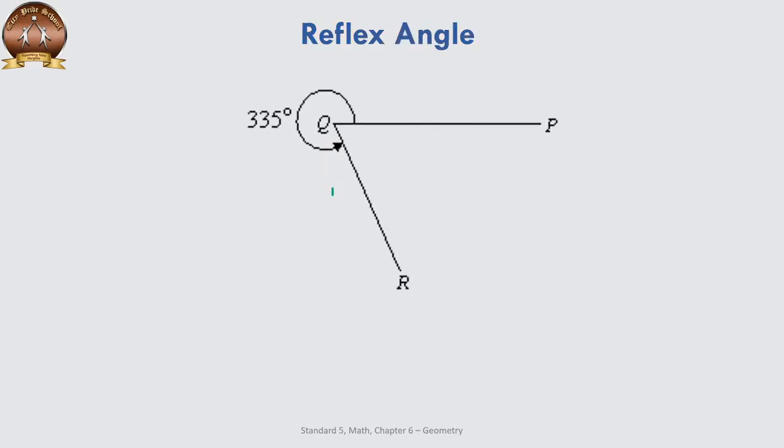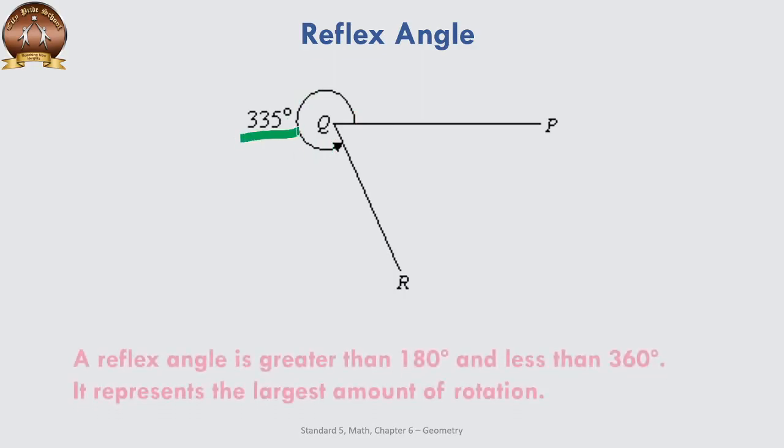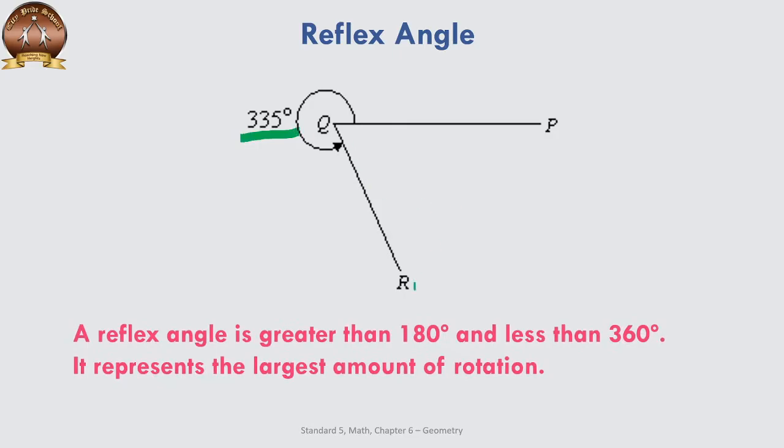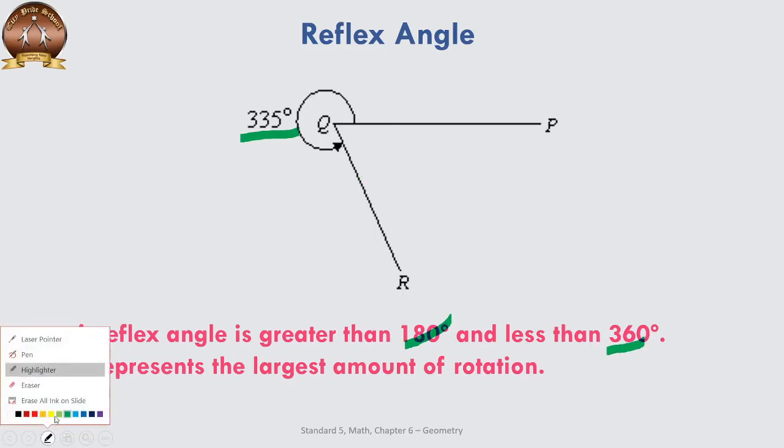Another form of reflex angle is the angle PQR over here. Starting from here and ending till here, it's a 335 degree measure. So it's a reflex angle, more than 180 degrees but less than 360 degrees. It represents the largest amount of rotation.